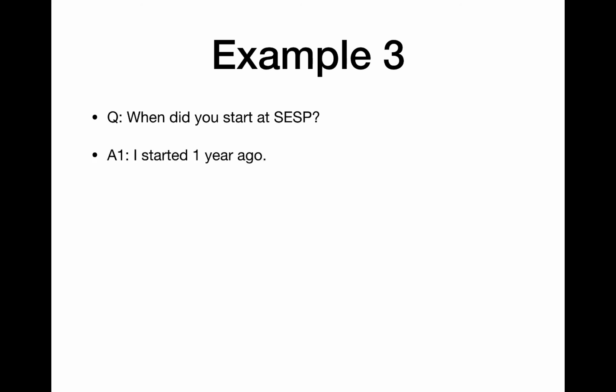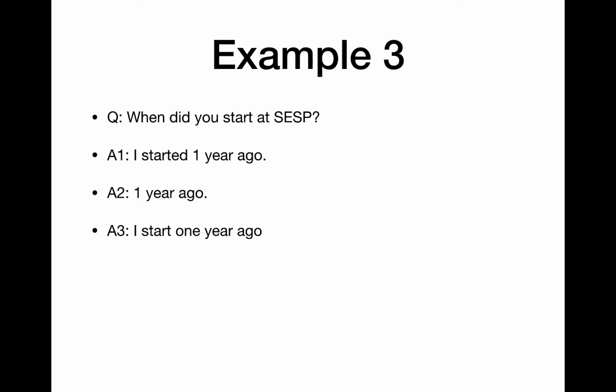On to the last example, example number 3. The question is, when did you start at SESP? Answer number 1, I started 1 year ago. Bravo! This is a complete sentence that addresses the prompt. Grammar, vocabulary, and mechanics are all correct, so this response earns 3 points. Answer number 2, 1 year ago. It addresses the prompt, but it's not an attempt at a complete sentence, therefore 0 points are awarded.